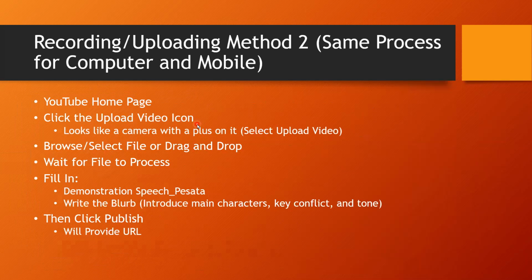All right, so you click that icon. You're going to select upload video, then browse/select file, or drag and drop. That's one of two ways. If you browse and select file, it's going to open up the Finder window on your computer where you're going to go through all your different files and double click the one you want to upload. Or you can just drag and drop if you have it on your desktop. Wait for the file to process.